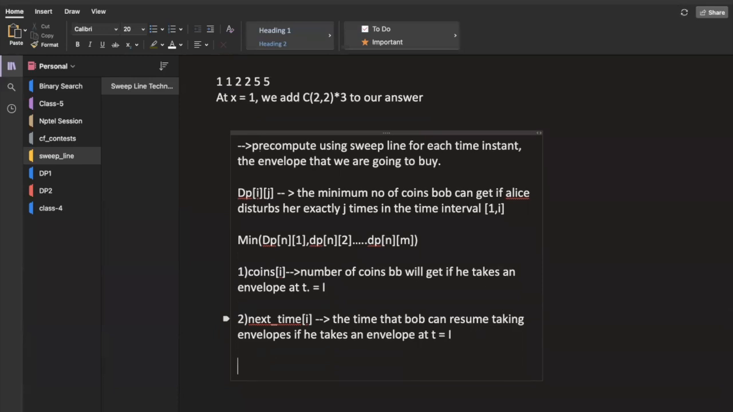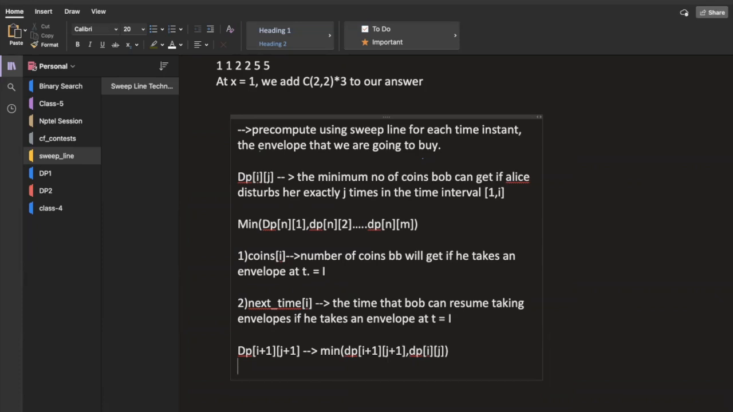So the first choice is that, let's say I'm at dp i j and I decide to not take, so I decide that Alice disturbs Bob at this point. Okay. So from dp i j, I'll go to I plus 1 and j plus 1. Why? Because Alice is disturbing Bob, so he is not taking anything. So he can resume with his usual strategy at t equals I plus 1. And then Alice would have disturbed him j plus 1 times. So dp of I plus 1, j plus 1 is the minimum of itself and dp i j. Okay.